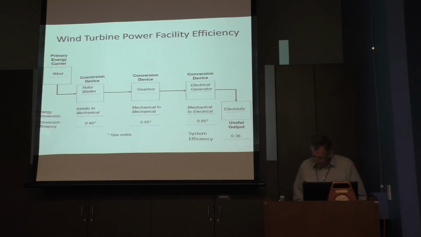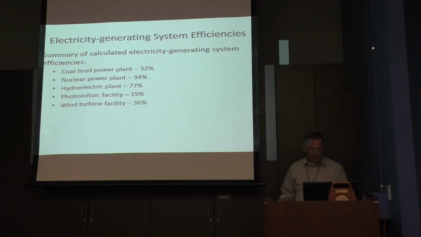And by the way, a permanent magnet generator requires no exciter, slip rings, or brushes, and requires very little maintenance because it can be completely sealed, which is why we primarily use permanent magnets for wind turbine generators. Okay, so we can summarize all that with this slide showing the electricity generating system efficiencies. The highest being the hydroelectric plant at 77%, the lowest being the photovoltaic facility at 19%.